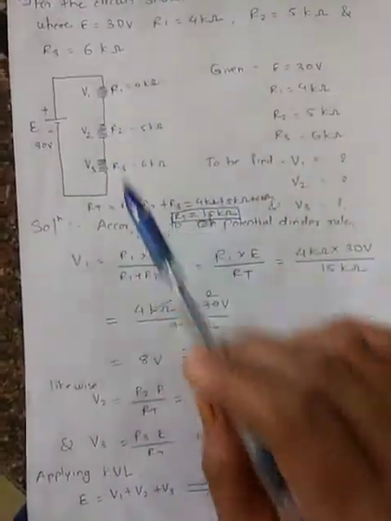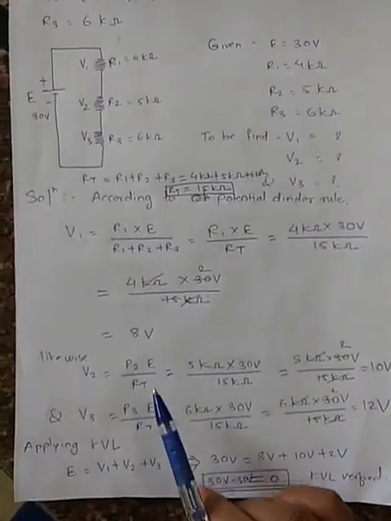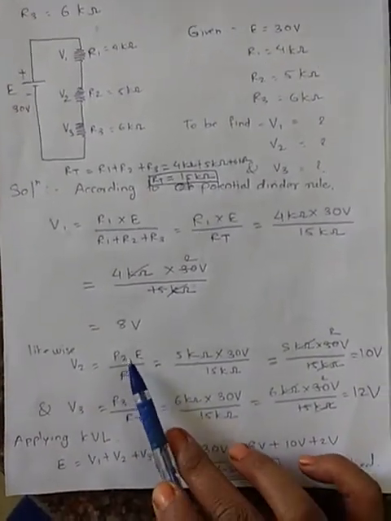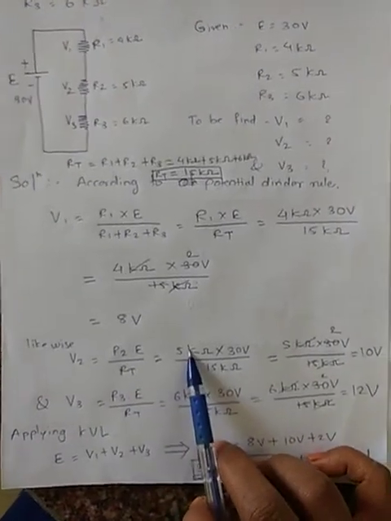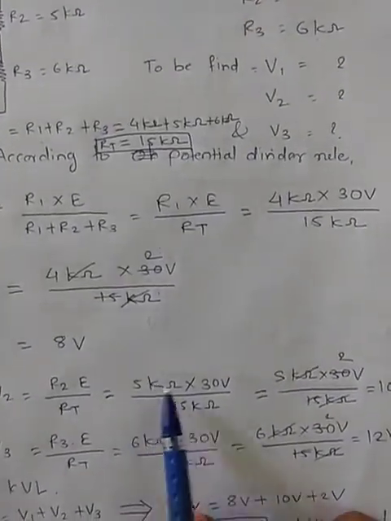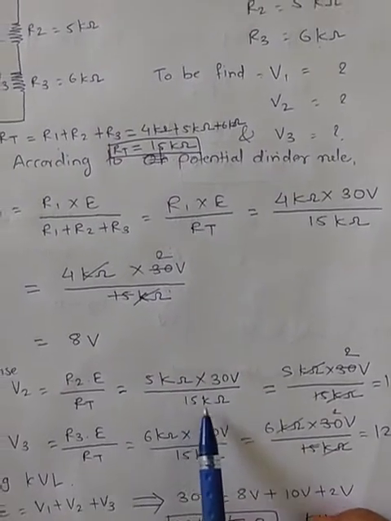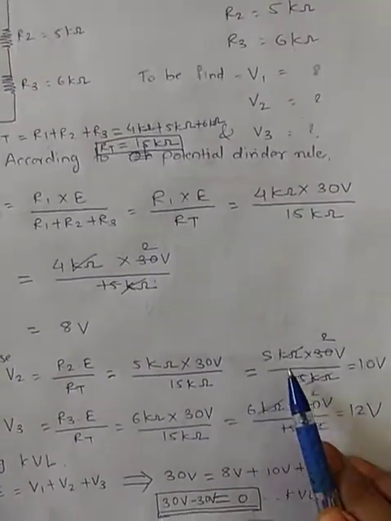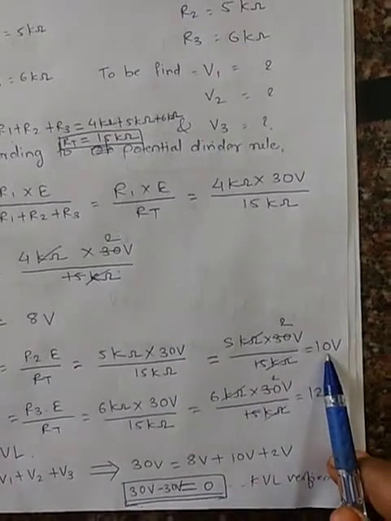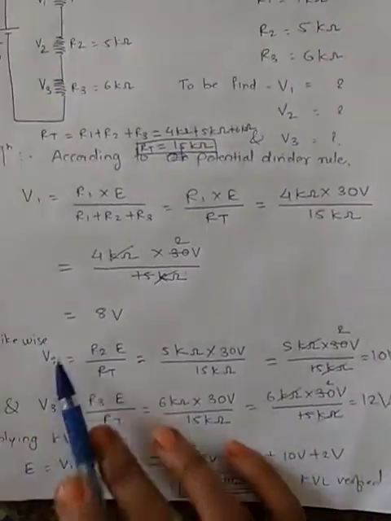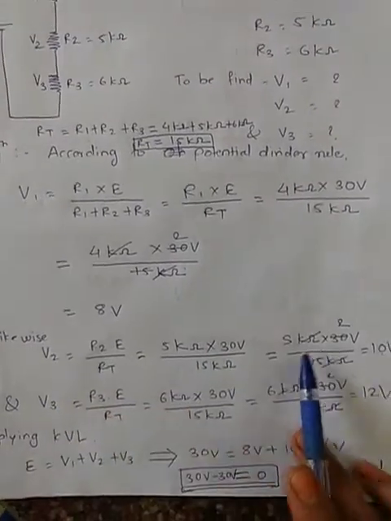Okay, so from this we have written the formula here. Then if we put the values of R2, E and RT here, we get the equation 5K into 30 divided by 15K. If we solve this, we get 10 volt. Okay, thus we get the value of V2 as 10 volt.